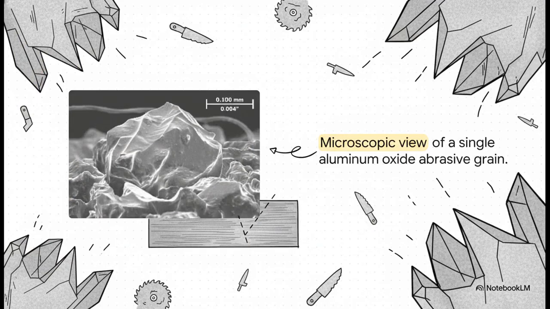Just look at the jagged, almost alien landscape of this single grain of aluminum oxide under an electron microscope. See those aggressive angles? When this microscopic rock is dragged across a piece of metal, it proves that grinding isn't just rubbing at all. It is actually a microscopic cutting process. Every single tiny point you're looking at acts like an individual blade on a microscopic saw.